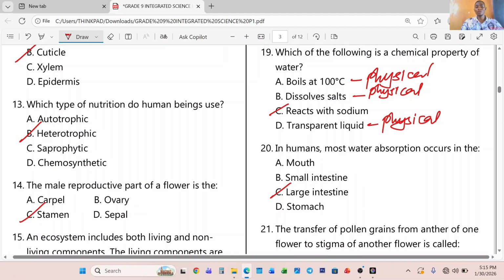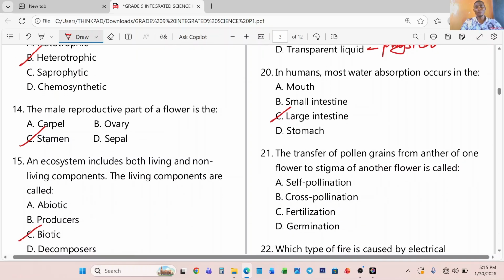In the mouth, we have digestion of proteins. In the small intestines, that's where most digestion takes place. Then in the stomach, protein digestion takes place there. In the mouth, that's where the process of digestion starts, and particularly digestion of starch.